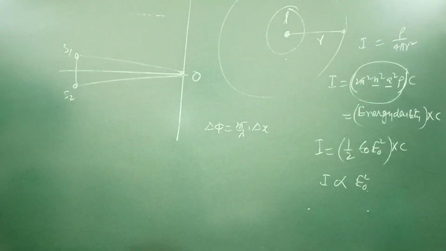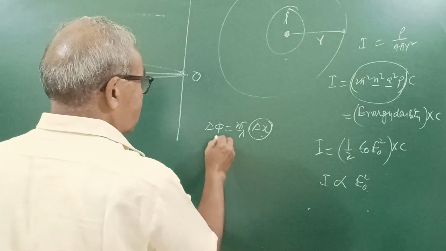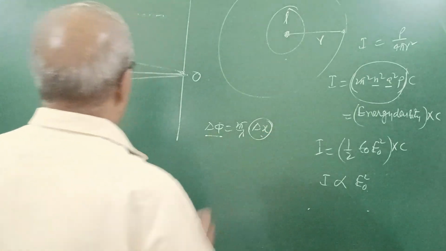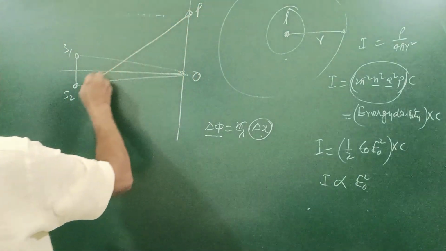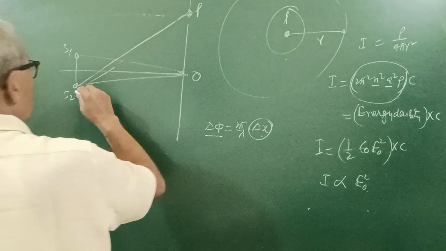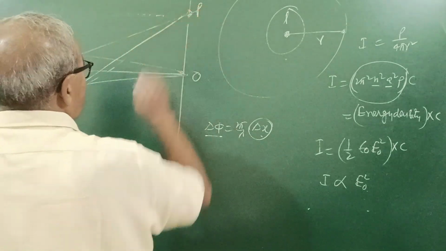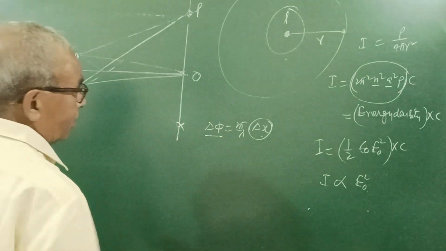You must read this. I'm revising in brief. Delta x is called the path difference. This is the phase difference, lambda is the wavelength. If there is another point P here, where S2P is longer than S1P, or P may be on this side also, on both sides.